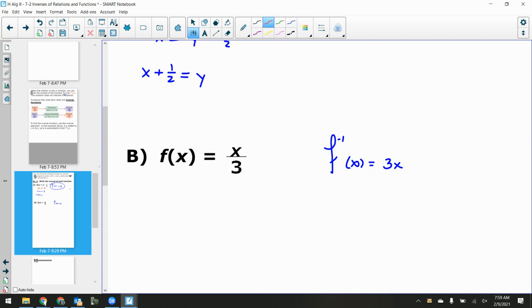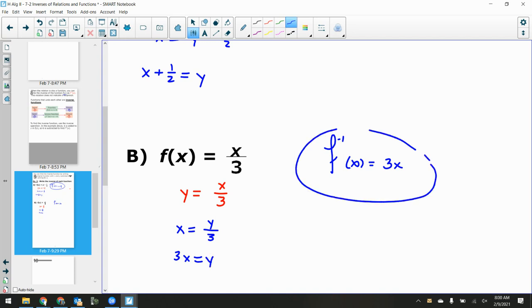Okay, the old was y is equal to x over 3. The new, the inverse, x is equal to y over 3. And how do we get y completely alone? We multiply 3 over to the other side, 3x is equal to y, or f inverse is equal to 3x.